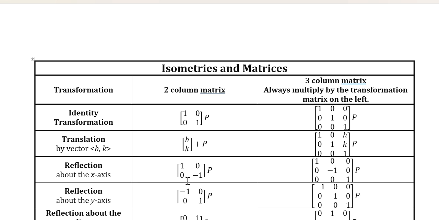Reflection about the y-axis takes your identity matrix and puts a -1 in the upper left-hand corner instead of the lower right-hand corner, as in the reflection about the x-axis. Notice if you do this, you will end up changing the sign on x and leaving y alone, which is what reflects about the y-axis. Once again, this upper corner is the same over here for the 3-column version.